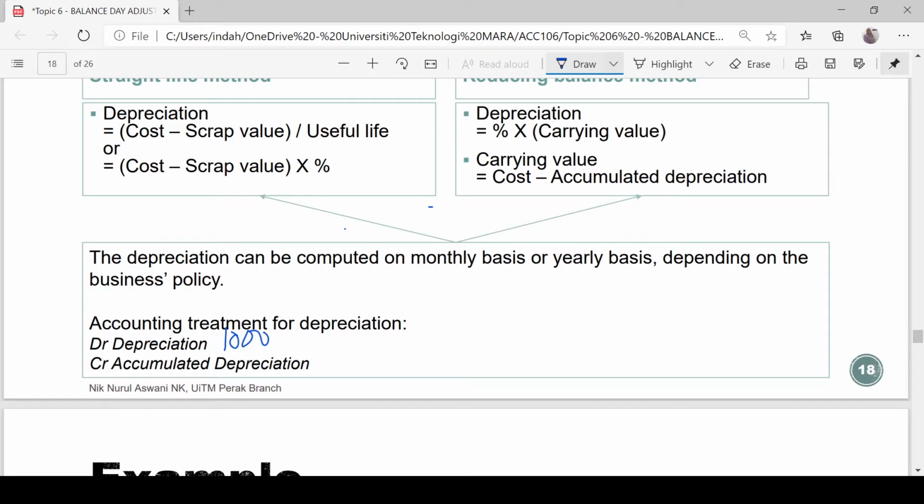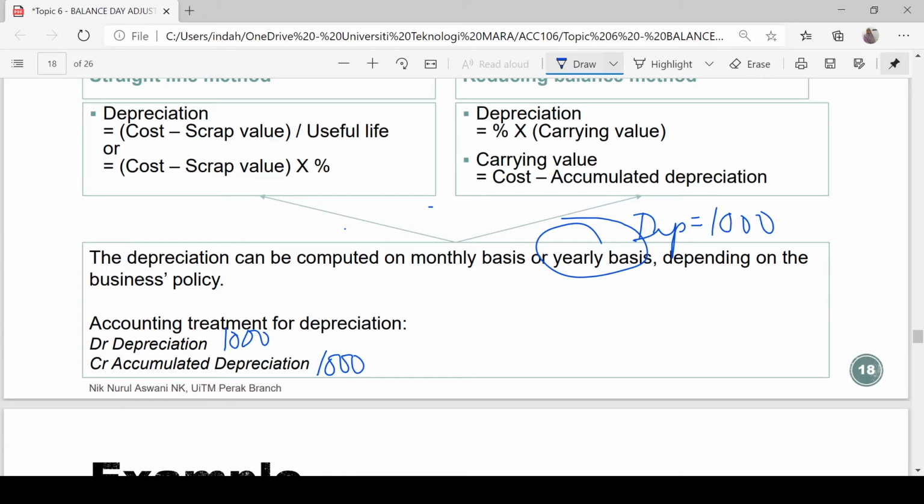Let's say, using the same example, debit depreciation 1,000. I'm using examples on a yearly basis, where we calculate the depreciation and it is equal to 1,000. So how to generalize the transaction? Debit depreciation 1,000, credit accumulated depreciation. Accumulated depreciation is opposite to an asset account. If an increase in an asset account is a debit, then an increase in the accumulated depreciation account is a credit, meaning we are adding to the accumulated depreciation account.